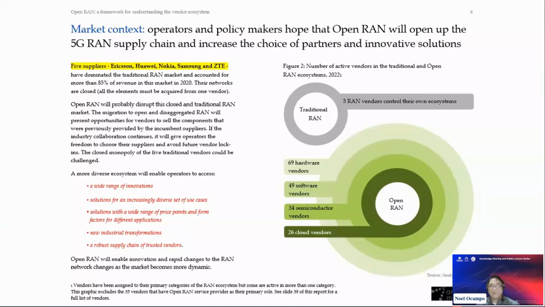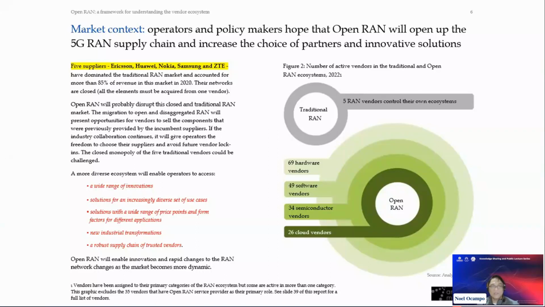But now, as of 2022, the number of open vendors that are willing to partner with the Open RAN ecosystem is about 215. I think the one mentioned by Dr. Wong is 280 right now. That was an old figure, 2022. So it has risen to 280 active vendors for the Open RAN ecosystem.